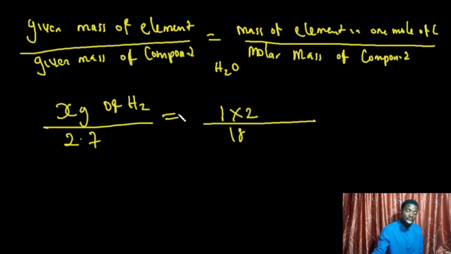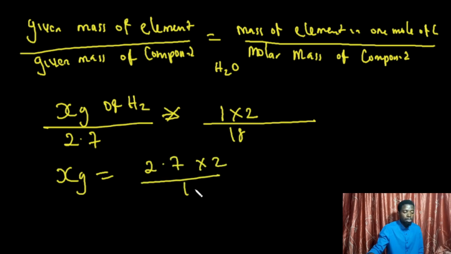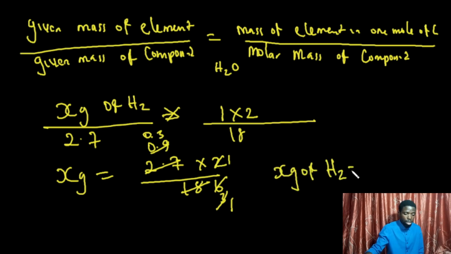We have videos that have described this particular concept, so please look it up. It's documentary videos. Okay, so with that said, if we cross multiply, we'll find out that X gram is going to equal 2.7 times 2 divided by 18. Now let's take this to the lowest term. 3 into this is 0.9, 3 into this is 6. We have 1 here, 3 here, 1, and this is going to be 0.3. So the mass of hydrogen is going to be what? 0.3 grams.